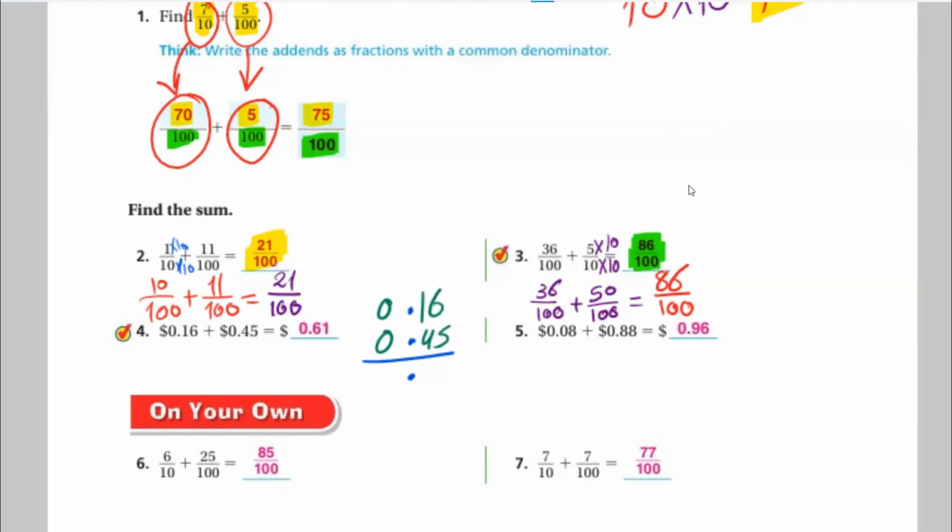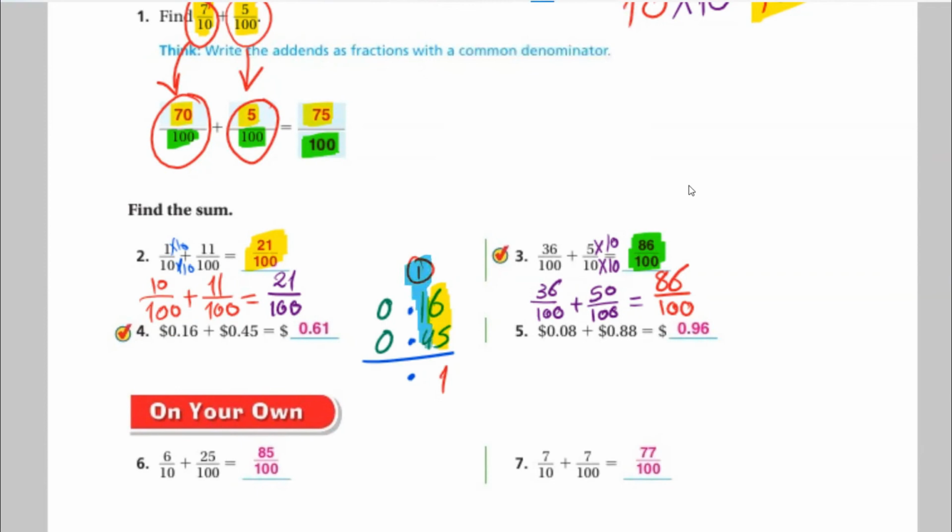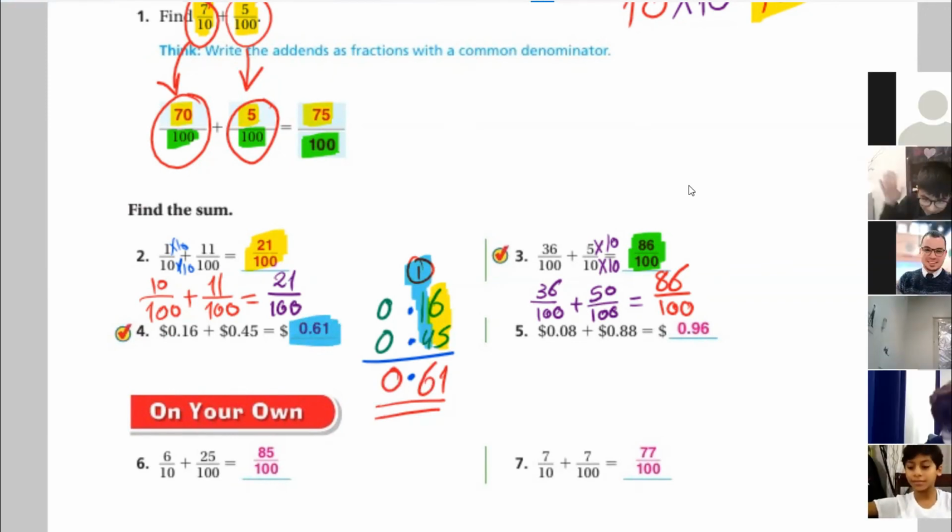Okay, so now we're gonna add. Ready? Okay, so 5 plus 6 equals what? 11. 1 and carry 1, yes? Then 1 plus 4 plus 1 equals 6. Great. And 0. So that's our answer, 0.61. So easy, right? Okay, the next one. It's the easiest lesson I've ever seen.